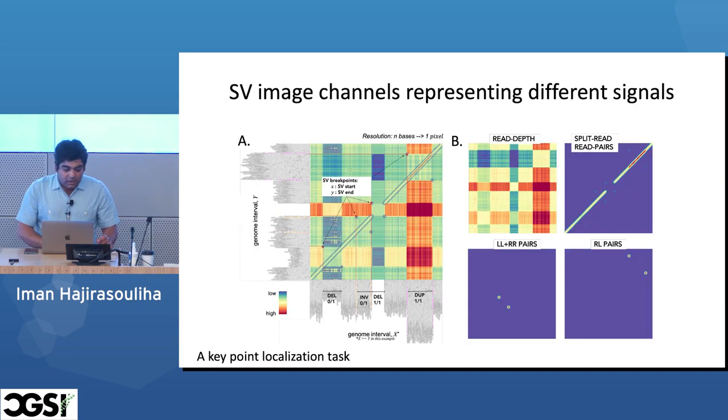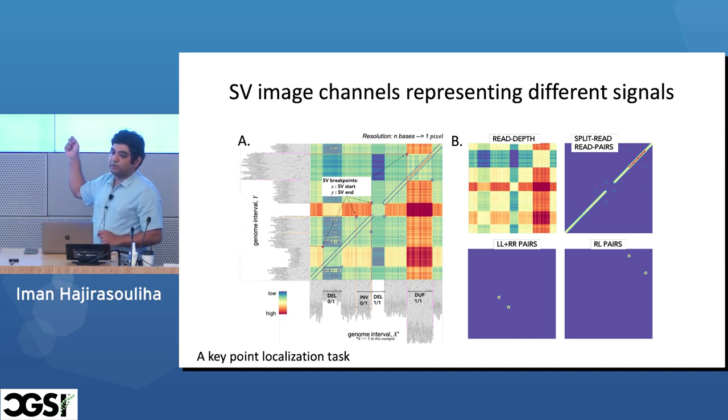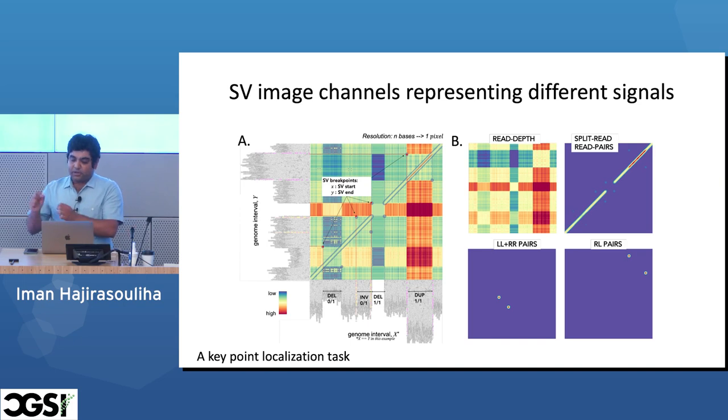In the next figure, I'm showing you a figure which contains four different events. So we can have multiple events in a single image: a heterozygous deletion, a heterozygous inversion, a homozygous deletion, and a duplication. You can have different channels showing different signals coming from these events. So this is a read depth channel for all of them. And you can also see the right-left pair channel, which is associated with this duplication, or left-left, right-right pair, which is for the inversion, and so on. Yeah, what was the question?